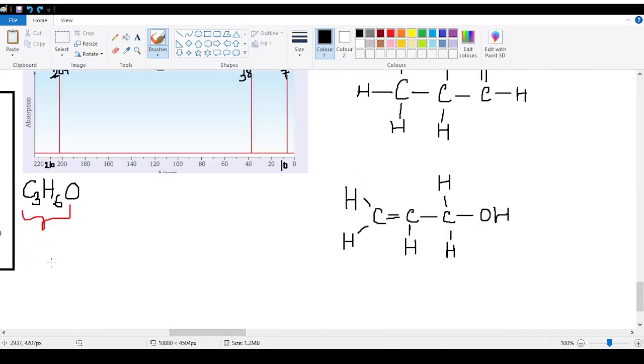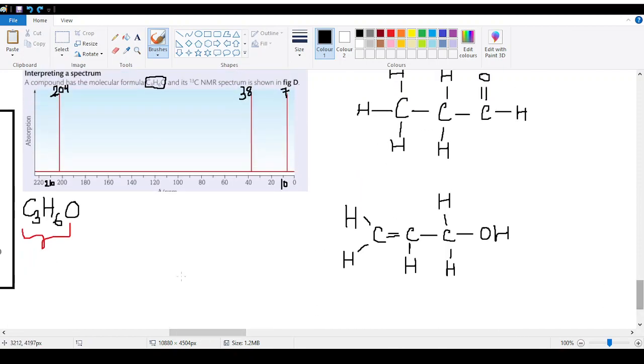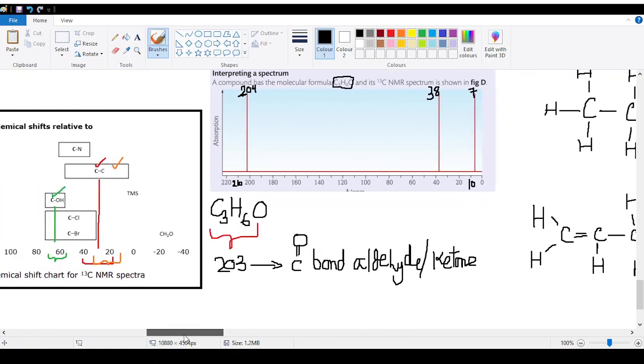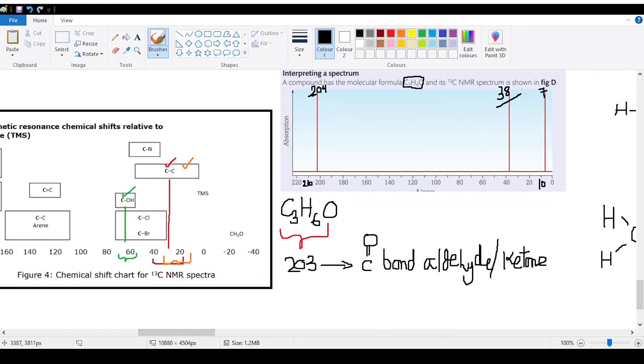So what can we decide initially? We can decide initially that the chemical shift at 203 is due to the carbon oxygen bond, and this can be either an aldehyde or ketone. For now we know that it is possible with either aldehyde or ketone. This is our first observation. All right, the next peak is at 38, right?